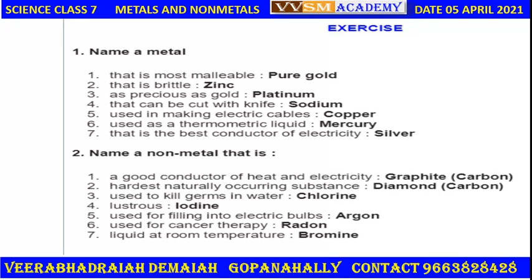Lustrous. Iodine. Iodine is really lustrous. It is highly shining. Argon, an inert gas, is filled into electric bulbs. Used for cancer therapies: radon, radioactivity, that is called cancer treatment. Then the liquid at room temperature is bromine, I told you. Bromine is the liquid.